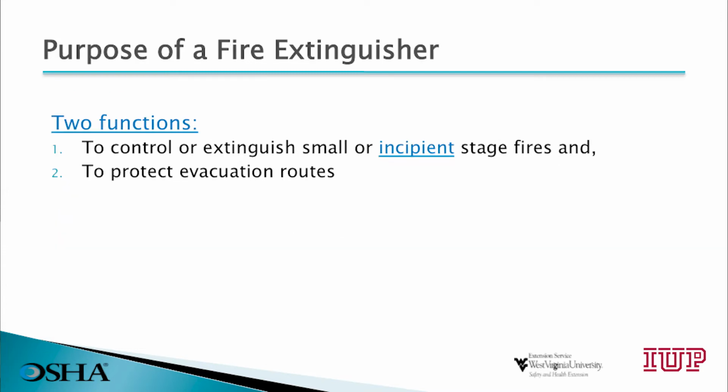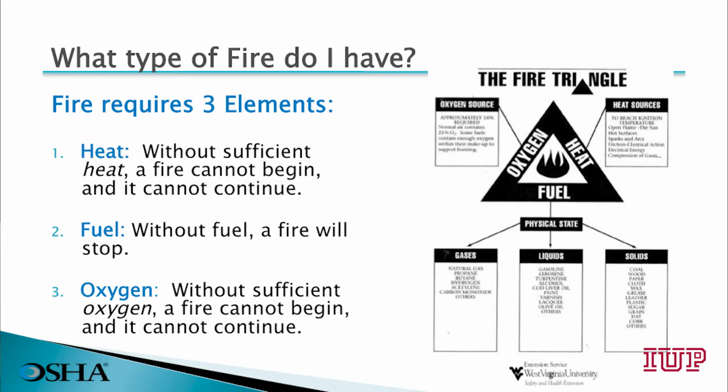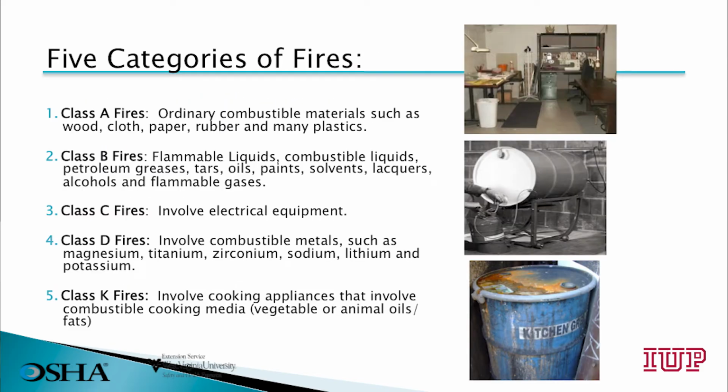The purpose of a fire extinguisher is two functions. It's to control or extinguish small or incipient stage fires and to protect our evacuation routes. So what type of fire do I have? Fire requires three elements: heat, fuel, and oxygen. There are 5 categories of fires.